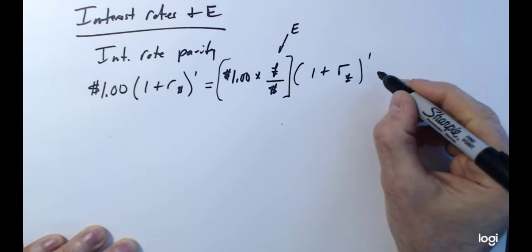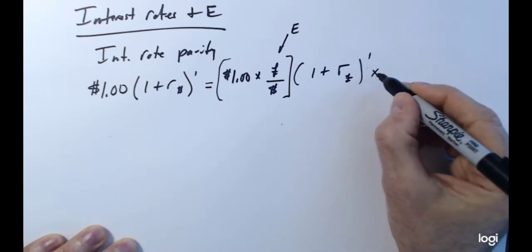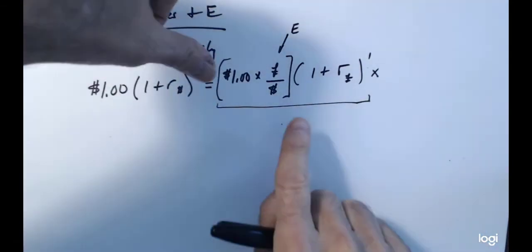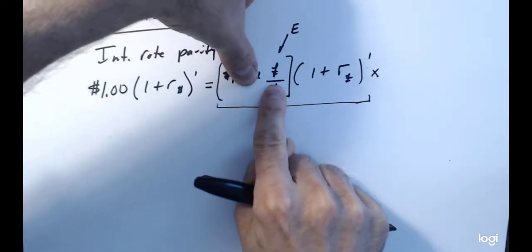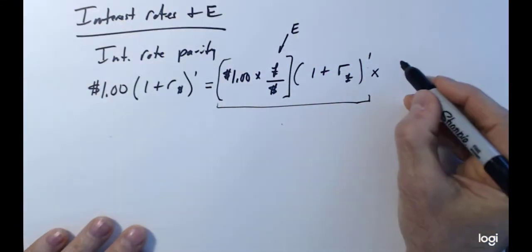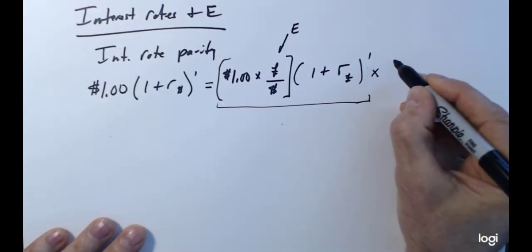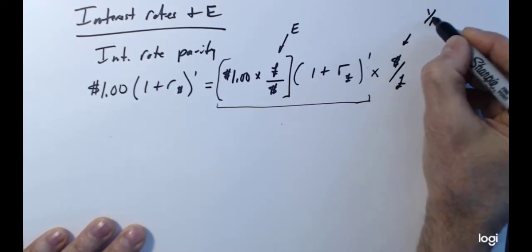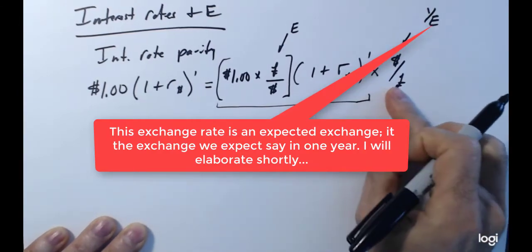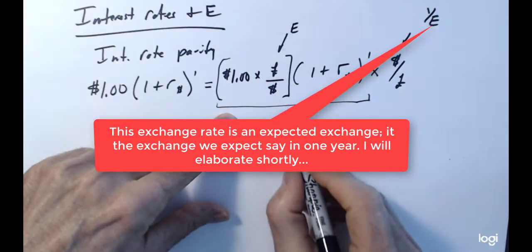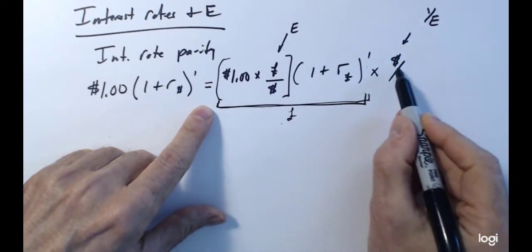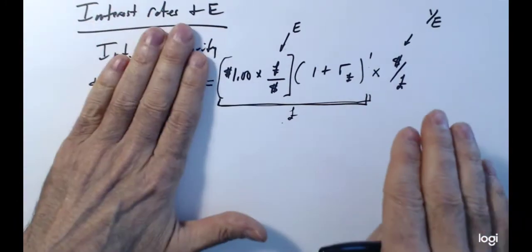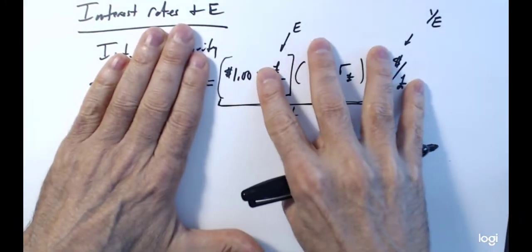And then at the end of 1 year, you're going to have to flip this back into dollars. So right now, this is in pounds. What we need to do is take this and multiply it by the dollar to pound exchange rate, which is basically 1 over E, to convert this whole thing. This whole thing is in pounds, and this is pounds on the bottom, so the pounds cancel out. You're back to dollars. So this side, ultimately, with all this math, is dollars.